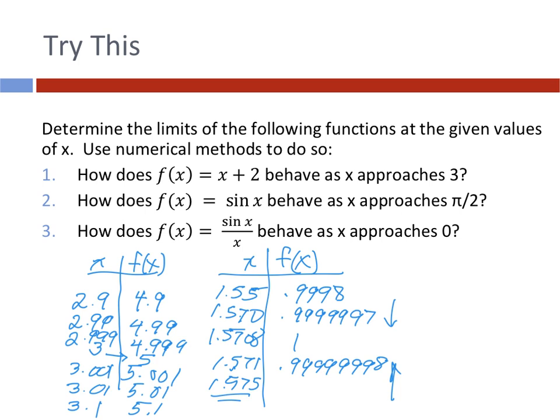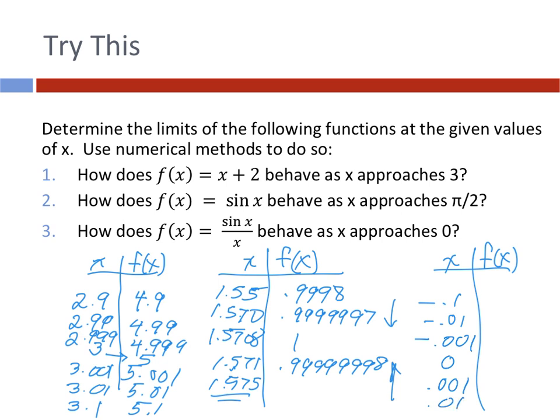All right, let's look at the third one. The third one is sine of x over x. And we want to find out what happens when x approaches 0. So we take numbers just on the left of 0. Let's do negative 0.01, negative 0.1. And actually, I'm going to erase that for a second. Let's do one more. Negative 0.001. And then we have 0. And on this side, let's do 0.001, 0.01. And let's see what happens.